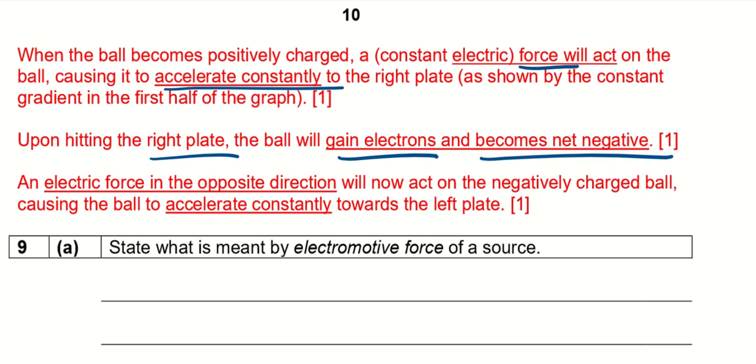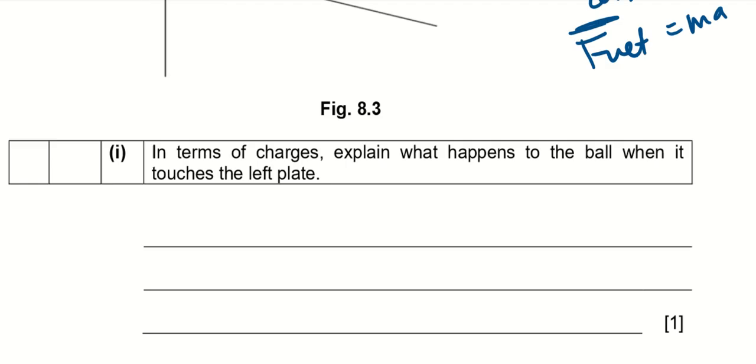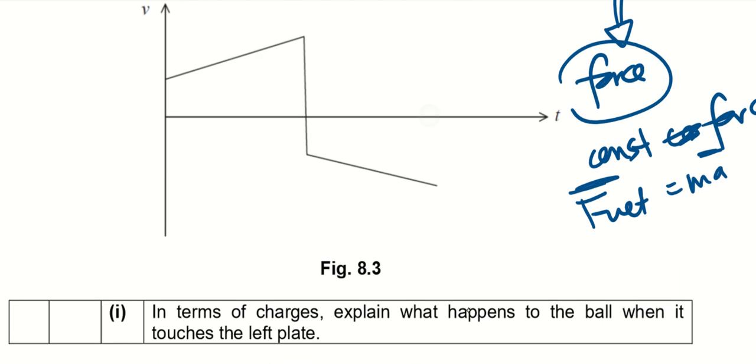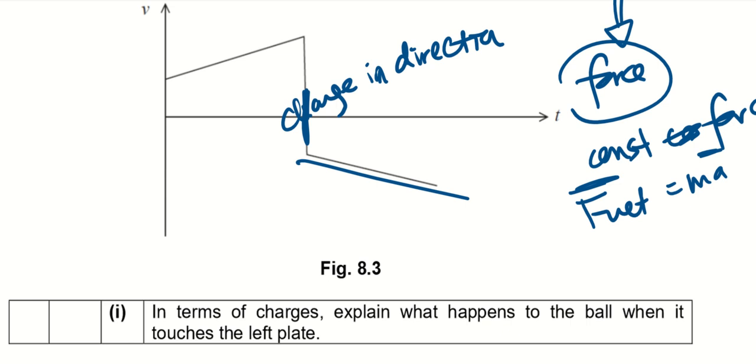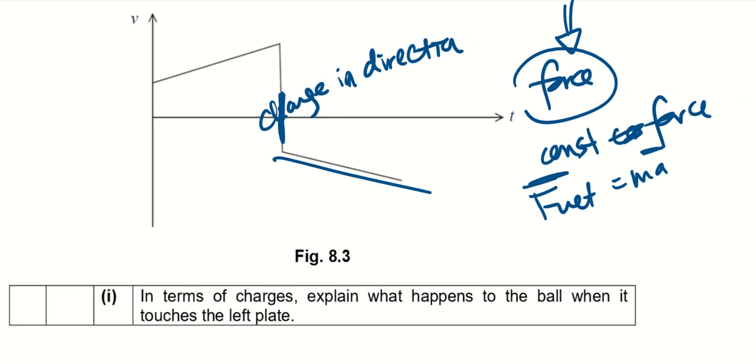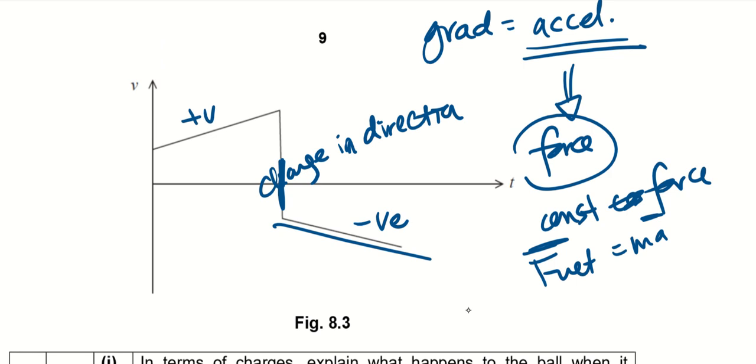And an electric force in the opposite direction will now act on the negatively charged ball, so it will cause it to accelerate constantly towards the left plate. As you can see, there is a change in direction. The change in direction happens here. And there will also be a net acceleration, a constant one, in the opposite direction, in the negative direction. You see that this is a negative gradient. This is a positive gradient, right?